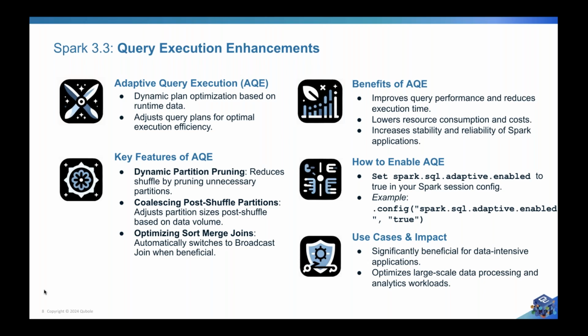Now, how to enable it, correct? It's a simple one with just a parameter setting, saying spark.sql.adaptive.enabled is set to true. If it is more CLI based, or if it is PySpark or Scala, you can use configuration to do that. And again, use cases and impact: basically it's more for data intensive ad hoc queries, where you want the responses to be much faster. And definitely in large scale workloads where you are dealing with terabytes and petabytes of data, it will help you.